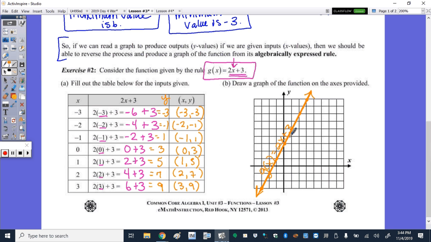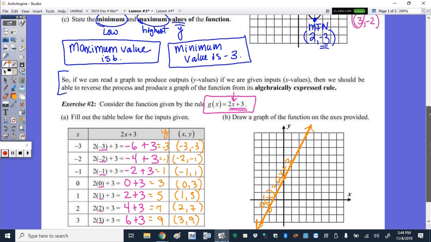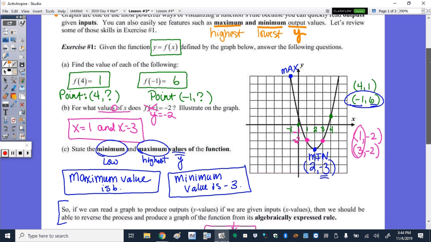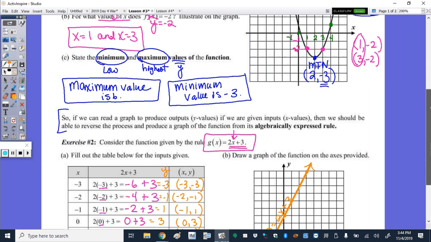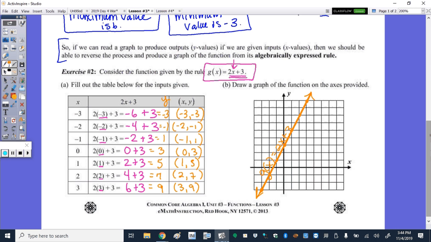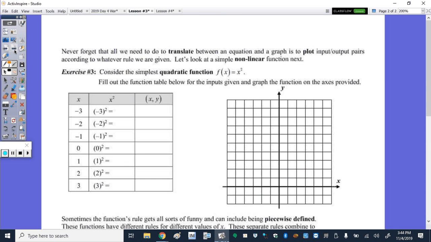Okay, so in the first part, we evaluated the graph and defined what a maximum value is and a minimum value, so high and low y values. And then we took a function rule, created a table in order to graph it. Moving on to number 3, we're also going to create or fill in a table and graph it. But this time we're going to have a different type of function.